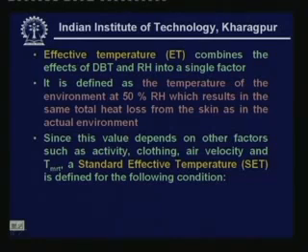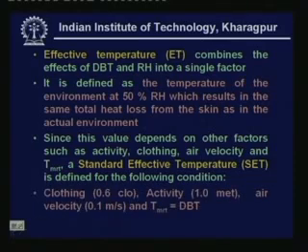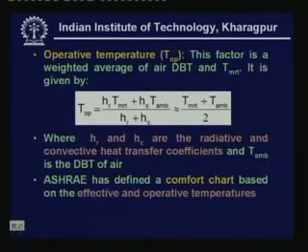Since the value depends on other factors such as activity, clothing, air velocity and the mean radiant temperature, a standard effective temperature is defined for the following conditions. That means standard effective temperature is defined for a clothing value of 0.6 clo, activity of 1 met, air velocity of 0.1 meter per second, and the mean radiant temperature is taken as the same as the dry bulb temperature.